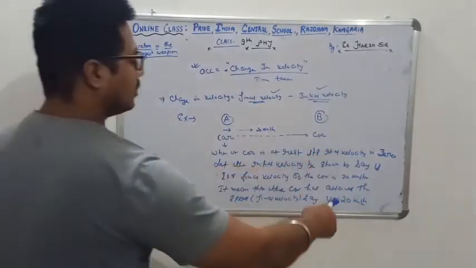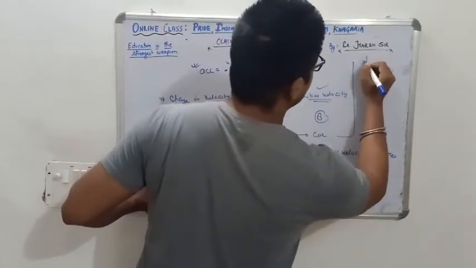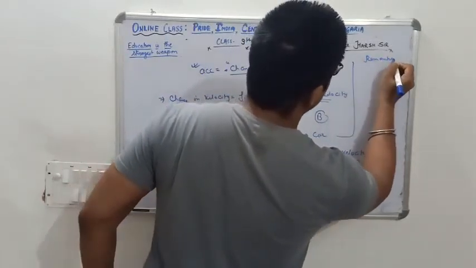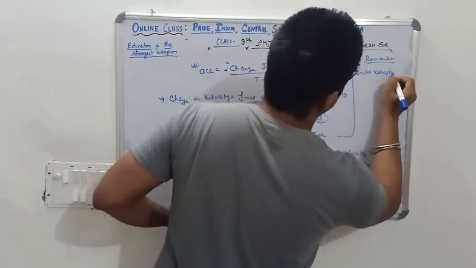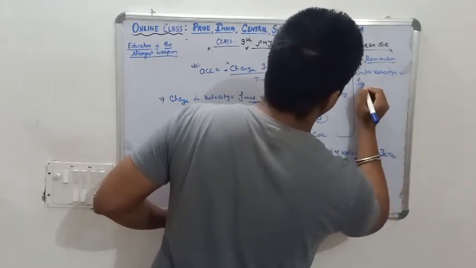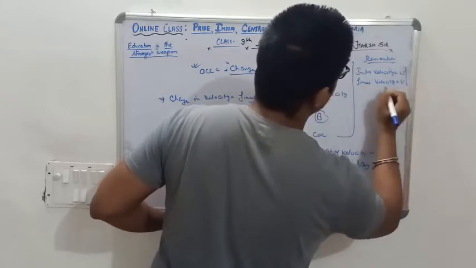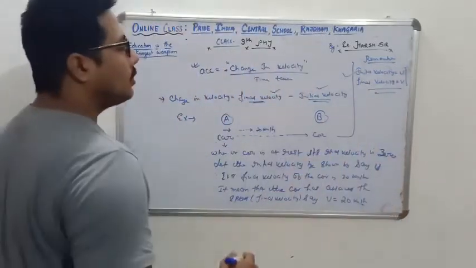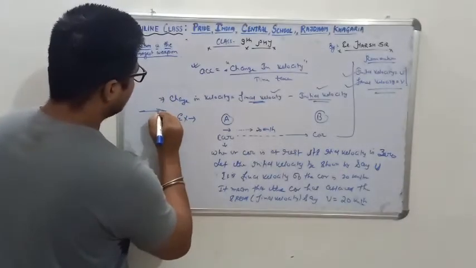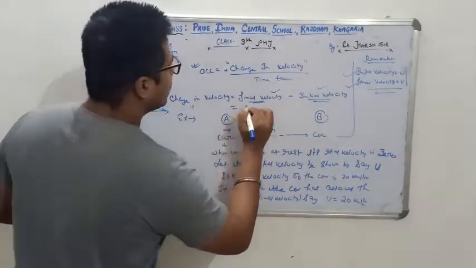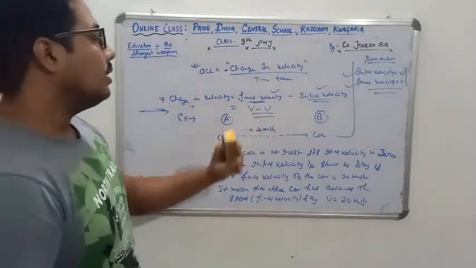Okay, this is u, which is 0, and this is v. You need to remember that the initial velocity is represented by u and the final velocity is represented by v. So what we can say here is that change in velocity is nothing but v minus u.